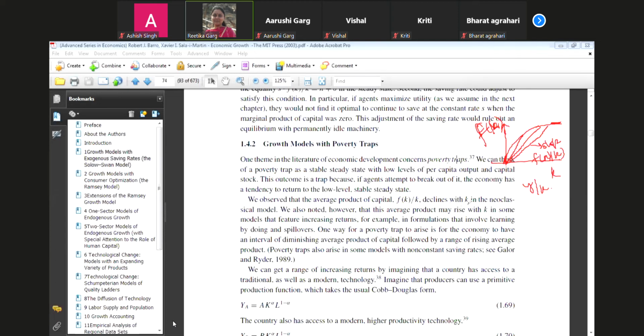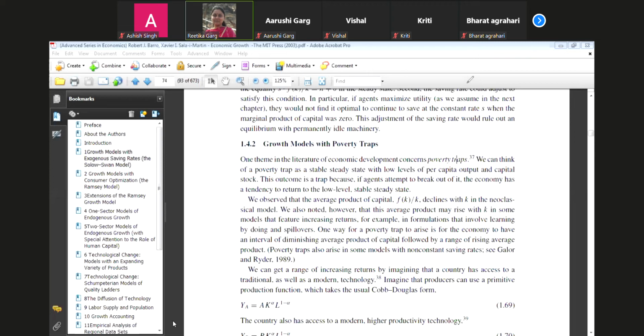But this average product, and this is a crucial assumption, may rise with K in some models that feature increasing returns. So this is the crucial assumption that is giving rise to the trap. One way for the poverty trap to arise is for the economy to have an interval of diminishing average product followed by a range of rising average product. That's how you get this. So this is the crucial part, which is giving rise to the poverty trap.